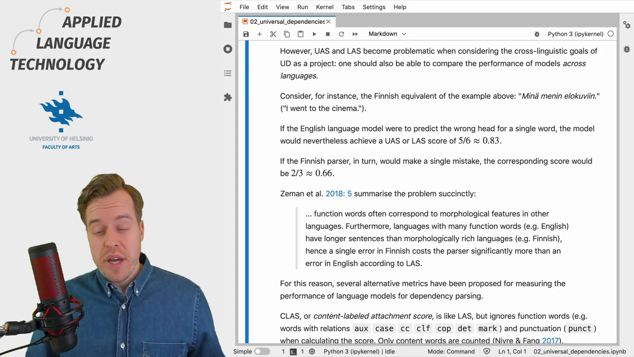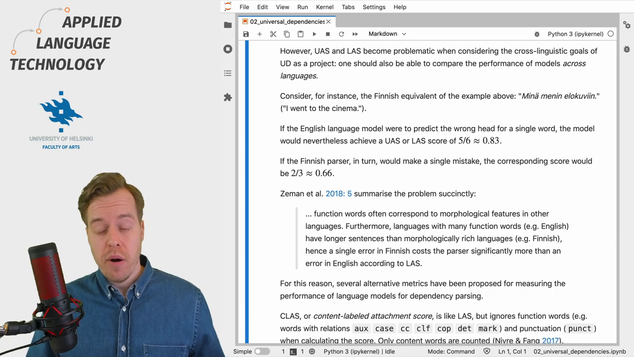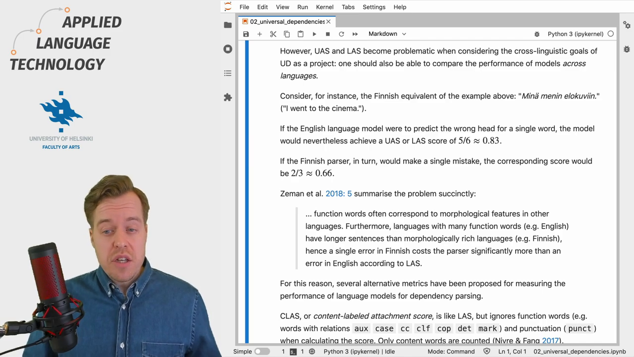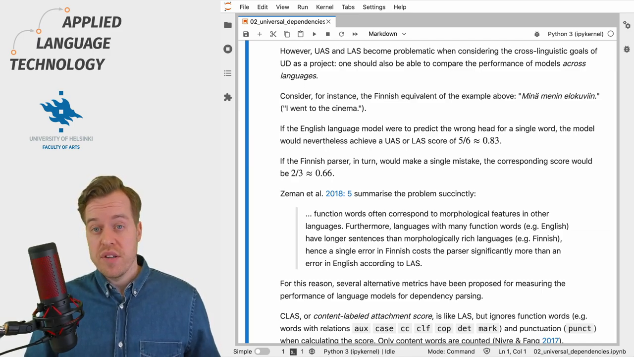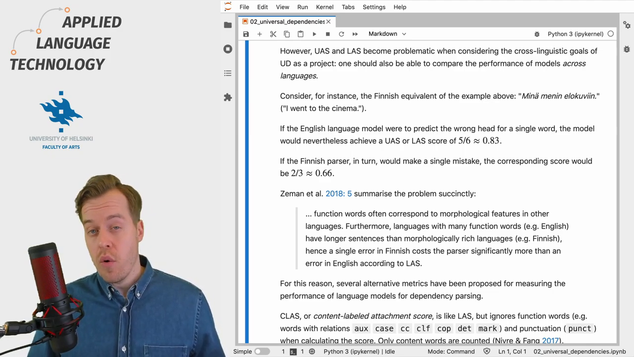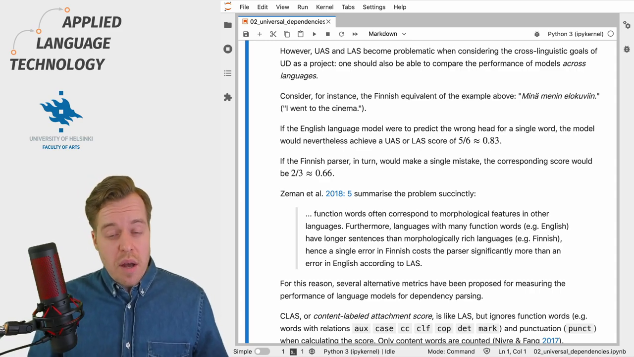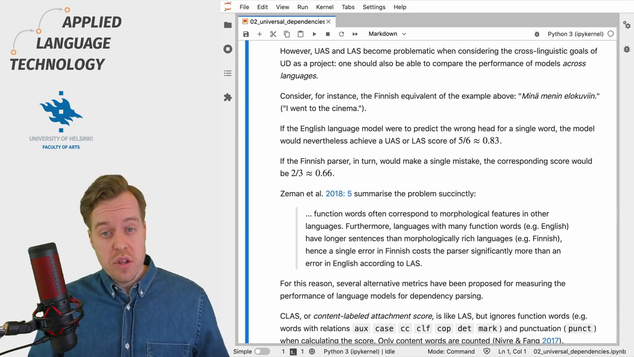The use of unlabeled and labeled attachment scores can be problematic when comparing the performance of models across languages. Consider, for example, the Finnish equivalent of the example above, "I went to the cinema, minä menin elokuviin." If the English language model were to predict the wrong head for a single word, it would still achieve a UAS or LAS score of 0.83. If the Finnish model in turn would make a single mistake, the corresponding scores would be 0.66. This comes down to structural differences between the two languages.